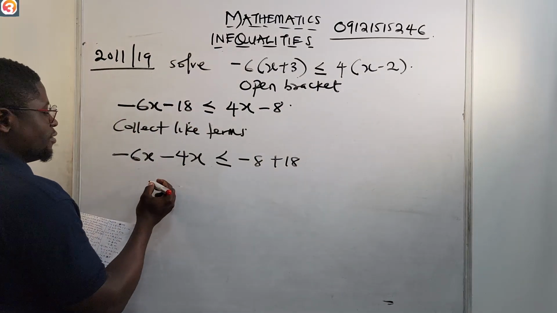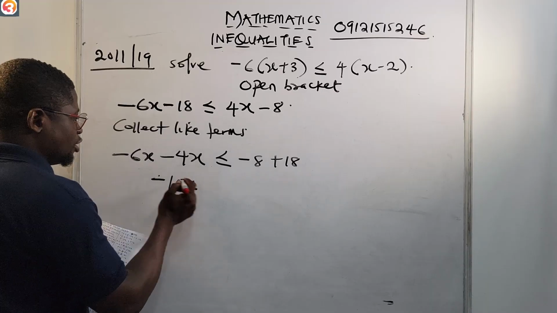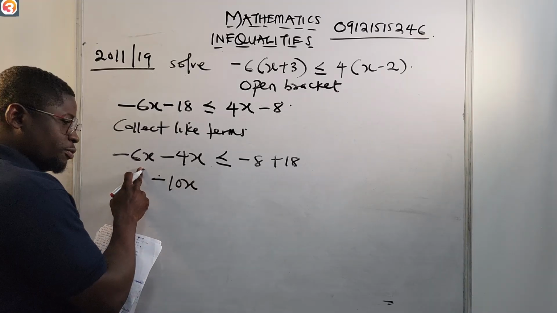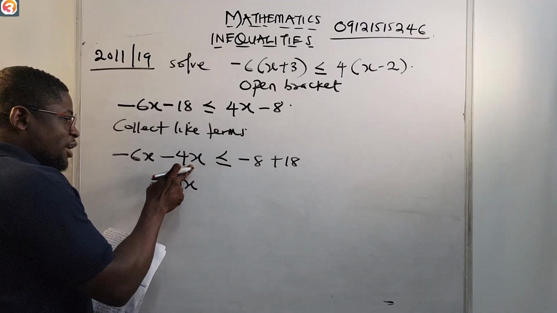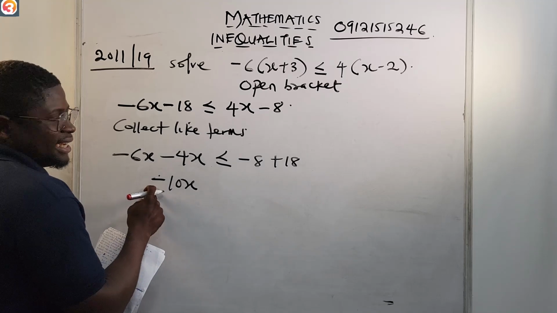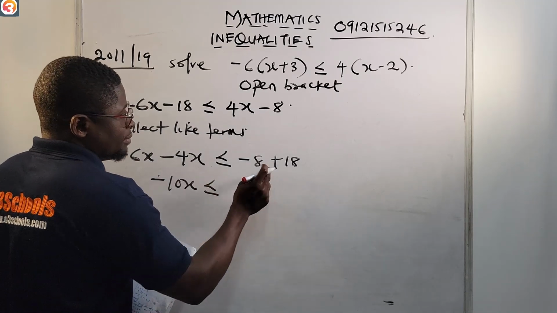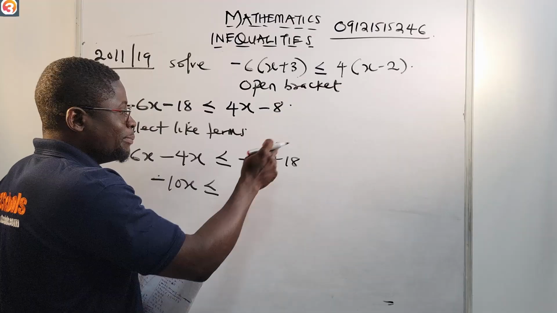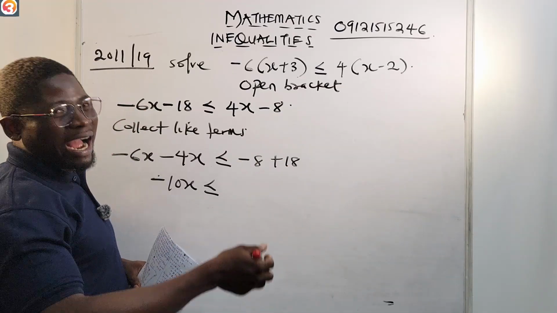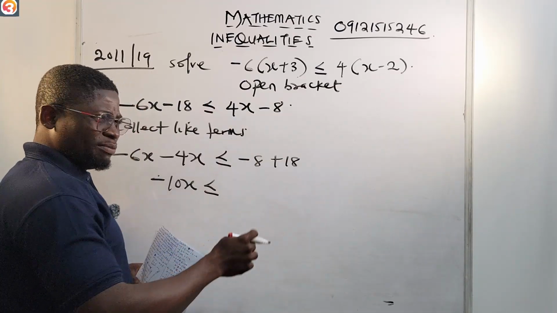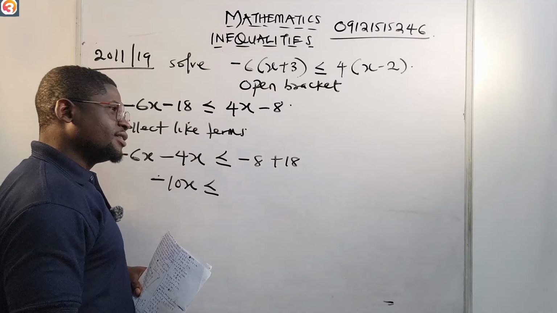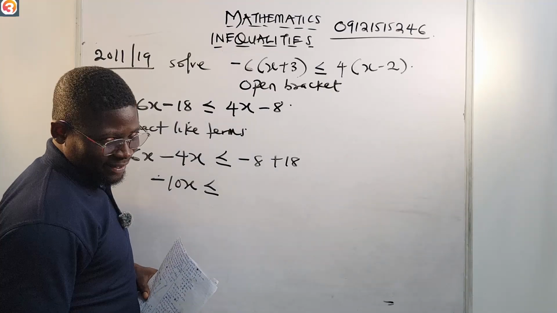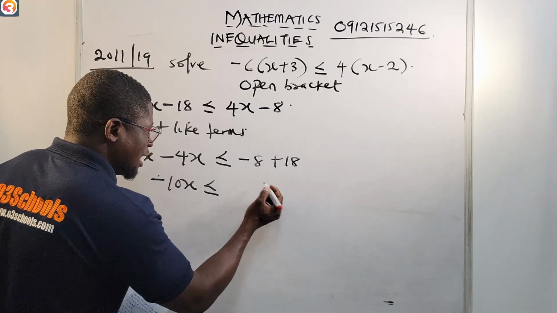Minus 6x minus 4x is what? Minus 10x. You are owing 6 naira, because you borrow 4 naira. How much are you owing altogether? 10 naira, minus, less than or equal to minus 8 plus 18. You are owing 8 naira, but you have 18 naira. You have money, so you pay the person the 8 naira. What will be left? 10 naira. That 10 naira is for you. So I'm going to have what now?